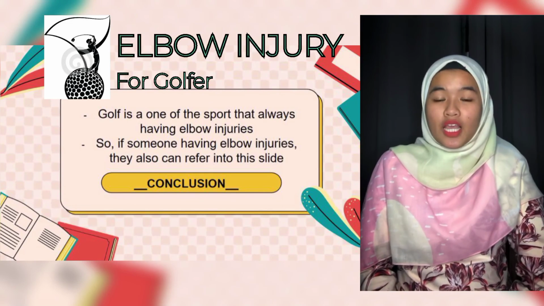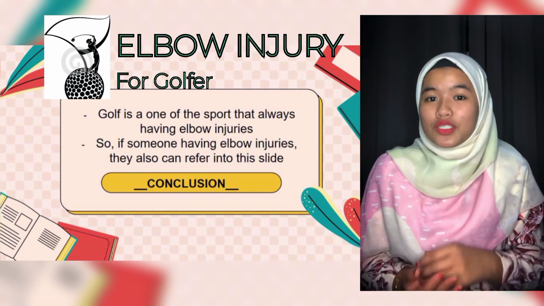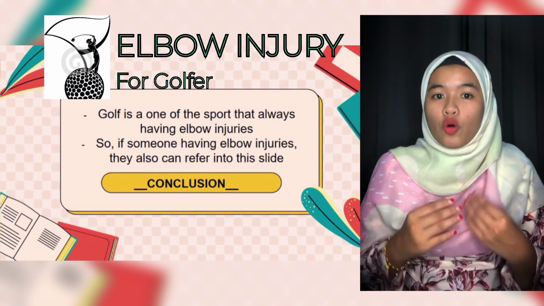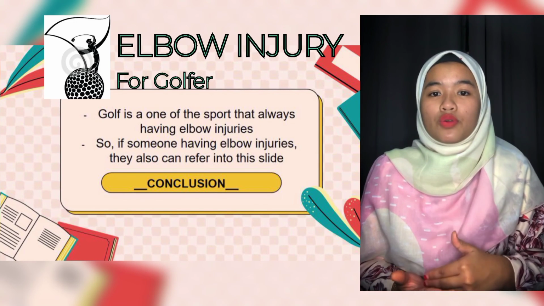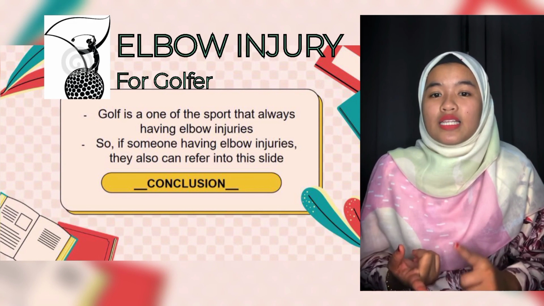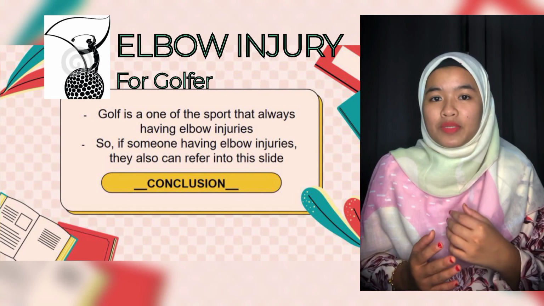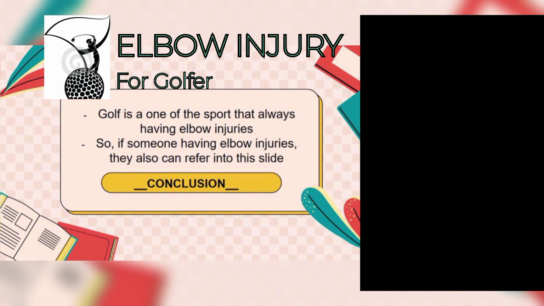To sum up this presentation, we gained new knowledge about elbow injuries. Golf is one of the sports that always involves elbow injuries. Other than that, elbow injuries also occur in sports such as tennis, swimming, and any sport that involves throwing objects. If you want to prevent this injury, you must also warm up before you start to play golf. This is to get your blood flowing and raise your muscle temperature.